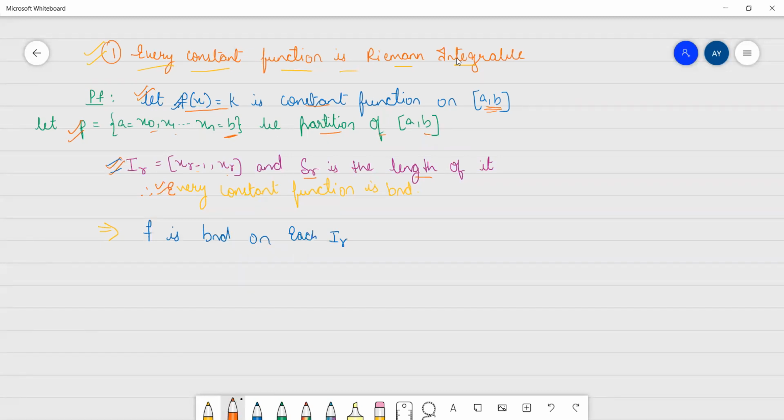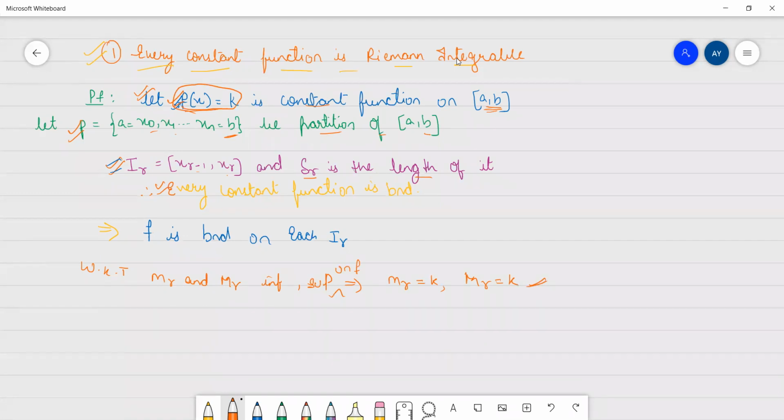So now I'm assuming small mr and capital Mr, which are the infimums and supremums of the function f. So what is f(x)? f(x) is a constant. So let small mr equal k and capital Mr also equal k. As we are defining it on the function f, and f(x) is equal to k, that is the reason we have defined mr and Mr like this.